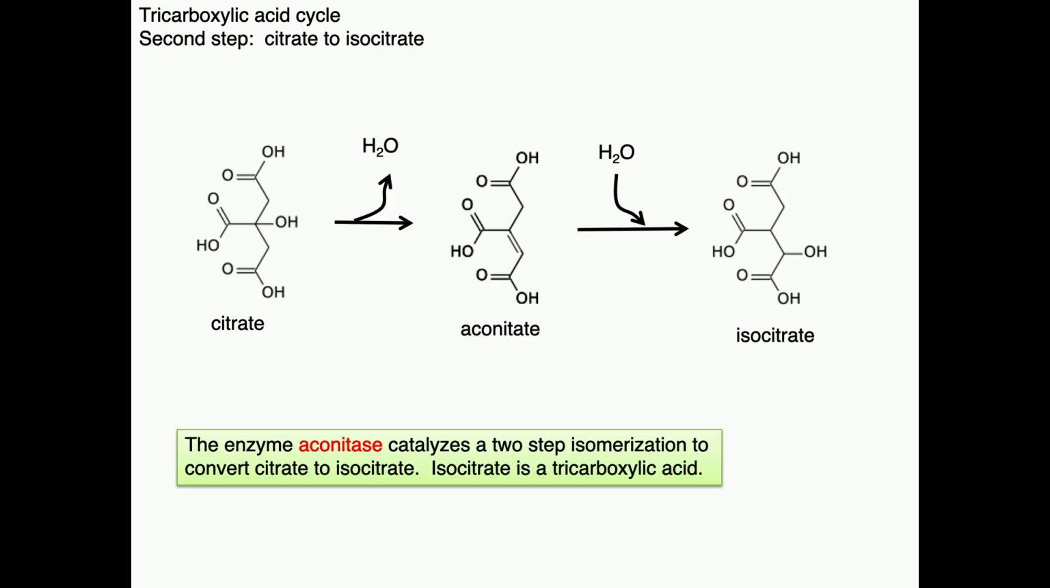The next step is a rearrangement of that alcohol group on citrate, and this is a 2-step dehydration and hydration reaction catalyzed by aconitase. So the alcohol starts there, goes off as water, then comes back from water, except it's on a different carbon, to make isocitrate.